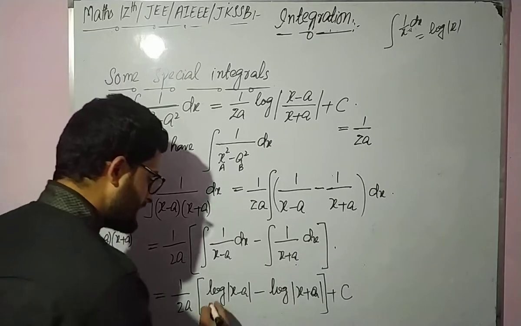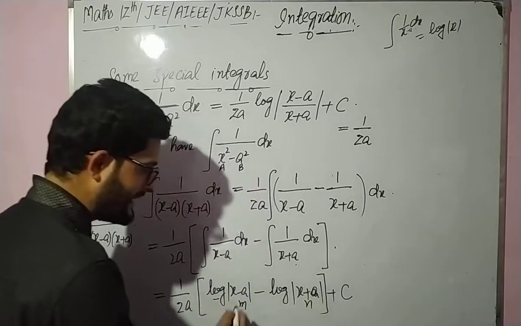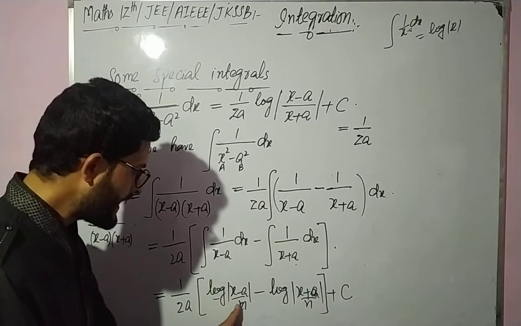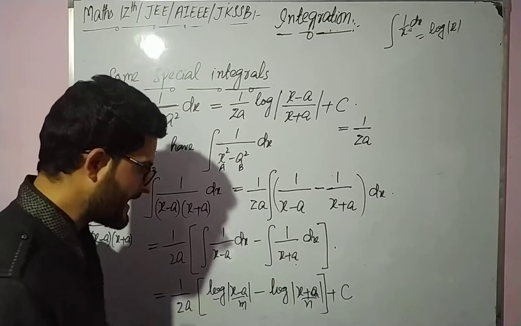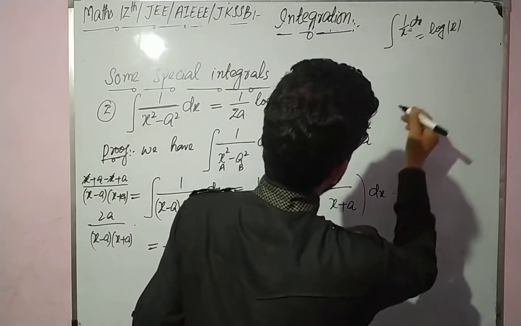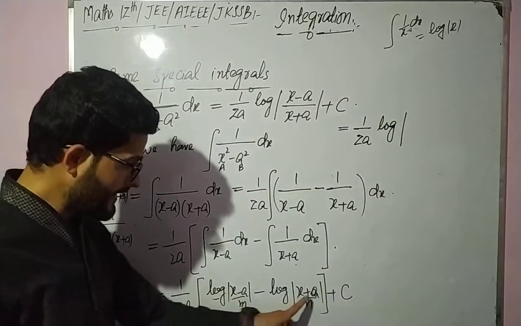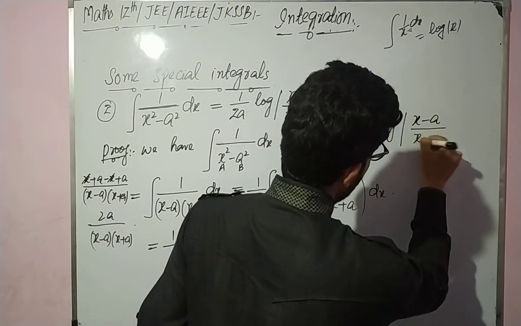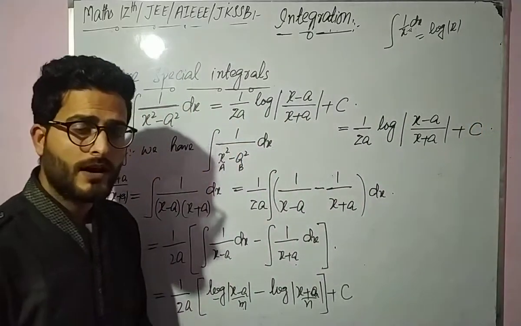So obviously this is a formula, log m minus log n. Treat x minus a as m, x plus a as n. So log m minus log n is log m divided by n. So it is 1 divided by 2a log of mod of m divided by n, that is x minus a divided by x plus a, plus c, the constant of integration.